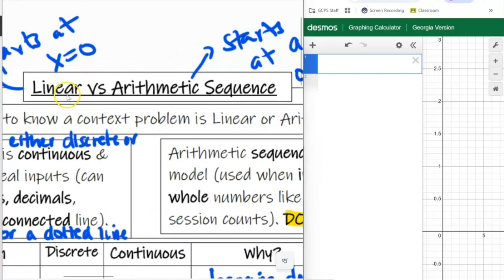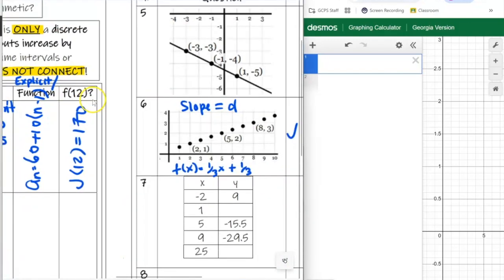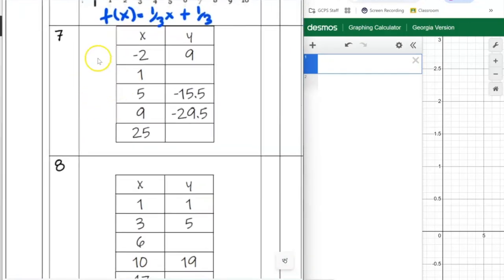All right, so we're going to continue looking at linear versus arithmetic sequence. This is really just a summary in all different representations. I'm going to do example 7. Please do example 8. All right, so I have a table.